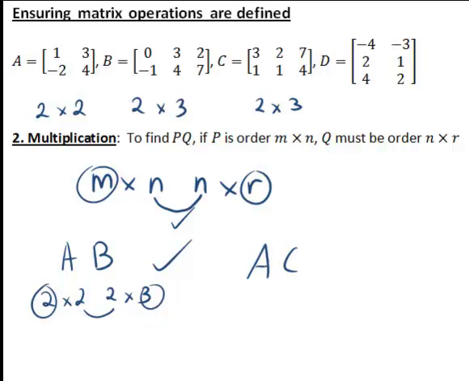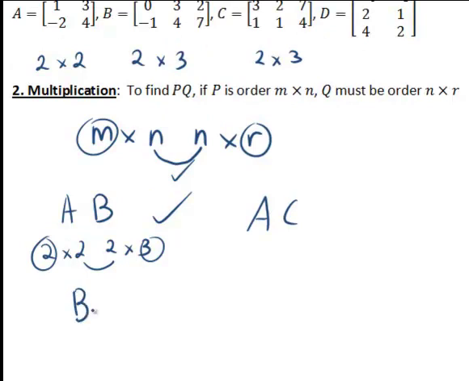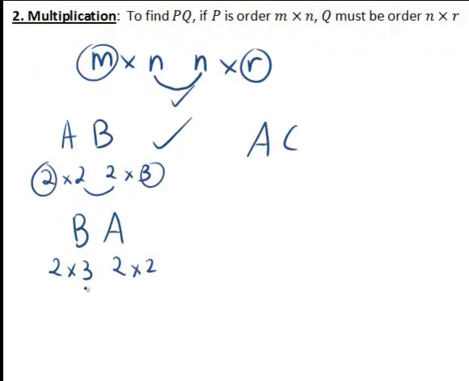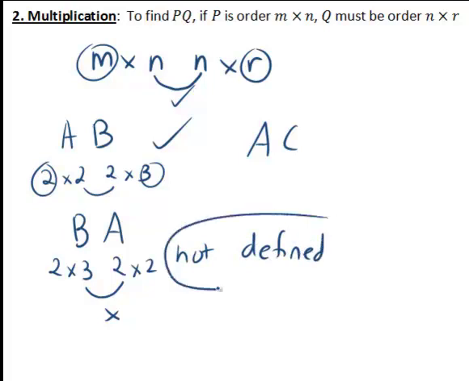But what about BA? If we work out BA, then order of B is 2 by 3, order of A is 2 by 2, so the number of columns of B is not equal to the number of rows of A. Therefore, the product BA is not defined. So that demonstrates that not only is it often the case that AB is not equal to BA, sometimes it might even be that one of these is defined and the other one is not, as in this case.